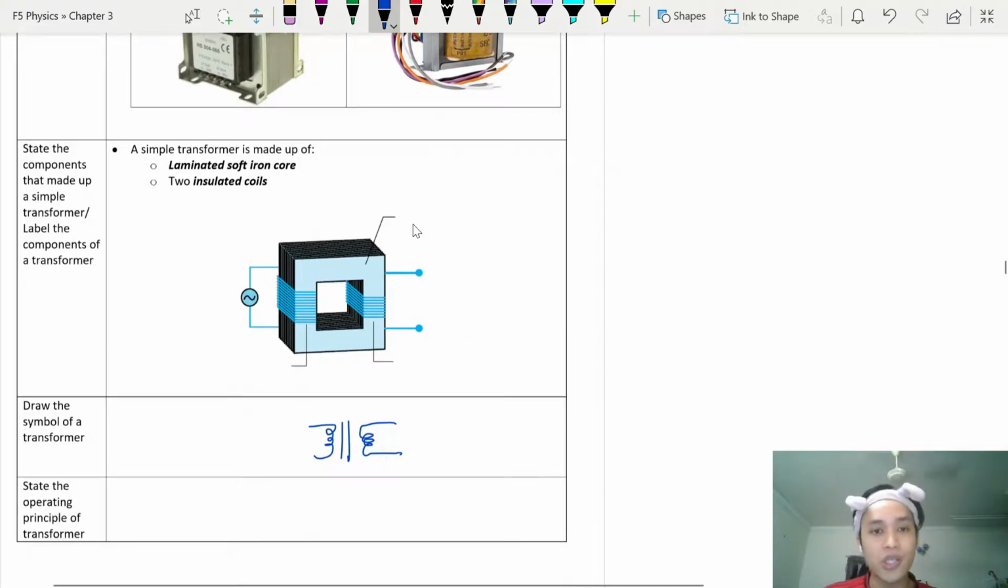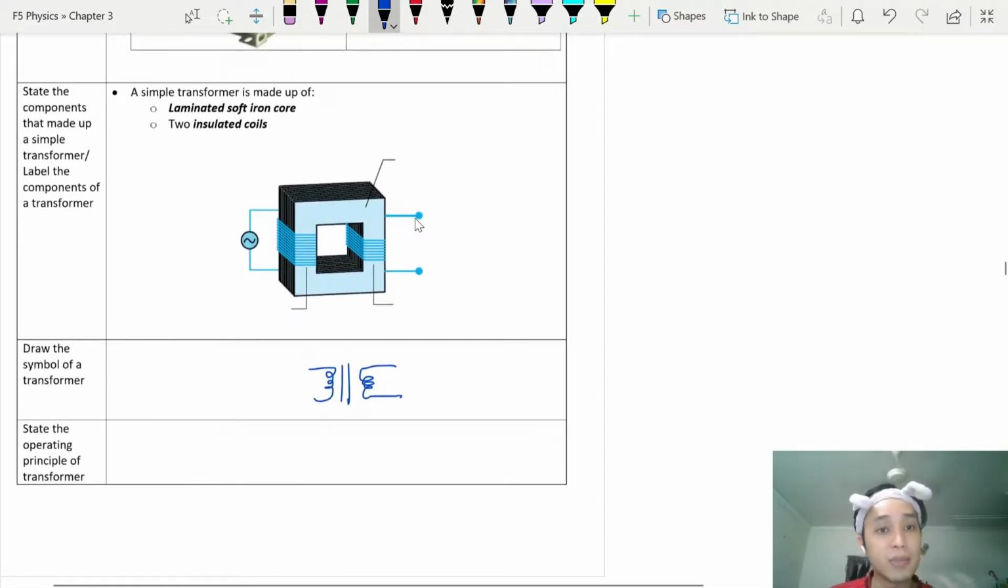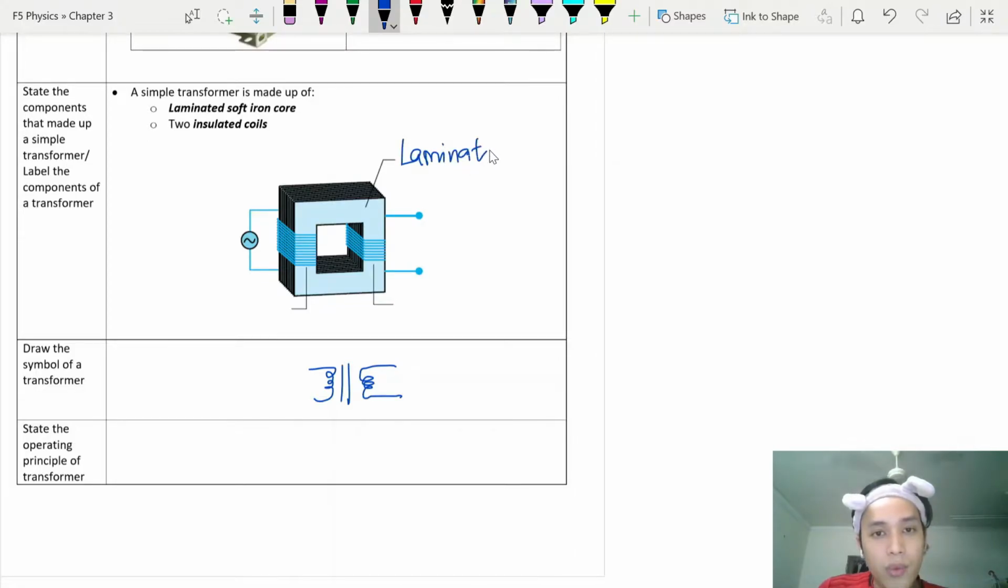The structure of a transformer, this one you must know. Labeling. You need to know all the components of a transformer. First thing, the metal in the middle here is what we call the laminated soft iron core. Why do we use laminated? This one I will explain later. You need to know why we are using laminated, and what the meaning of laminated is. Never mind, we learn the structure first.